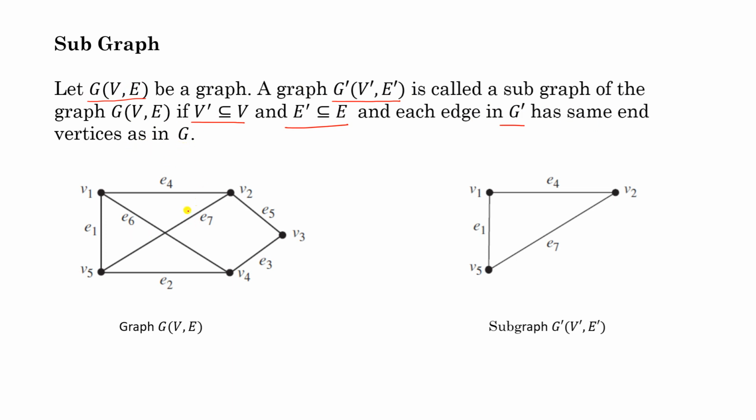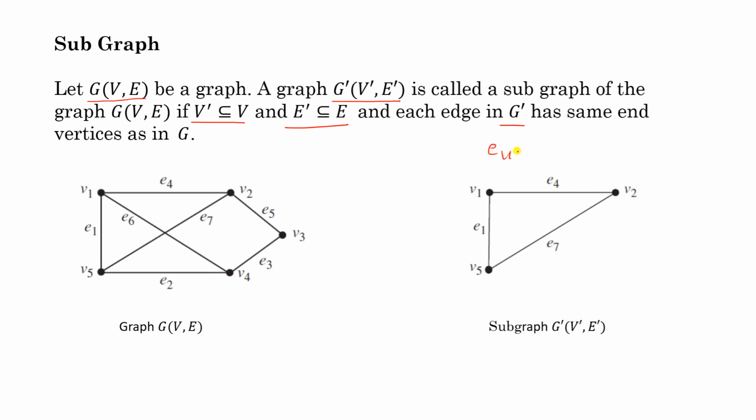Now look at this example. Here, this is the graph G(V, E), which consists of 5 vertices and 7 edges. Now look at this. This is a subgraph of G because the vertex set V1, V2, V5 is a subset of V, and similarly the edge set E', which contains E4, E1 and E7, is a subset of E. Now furthermore, look at these edges and the end vertices of these edges.